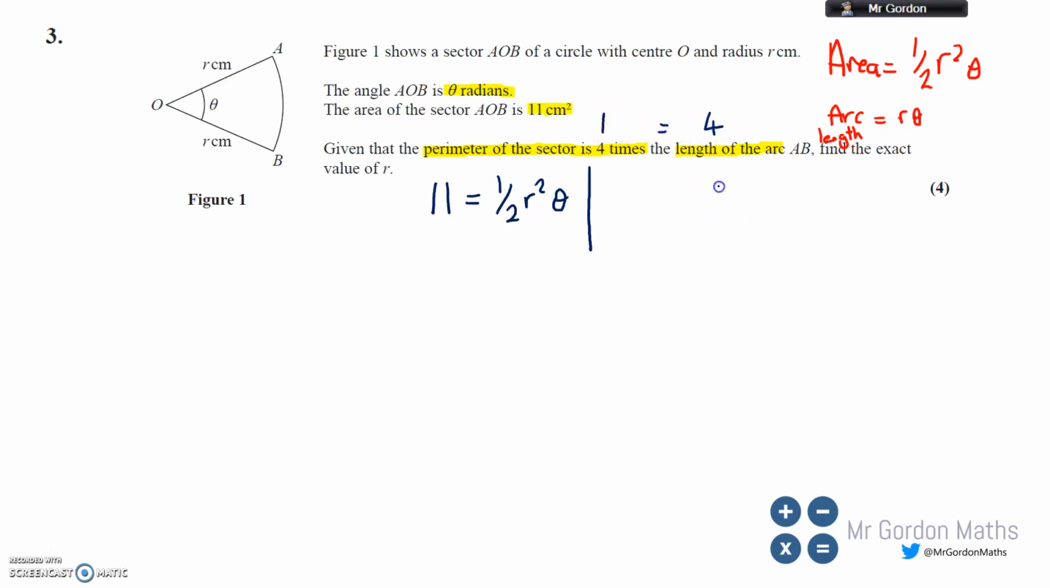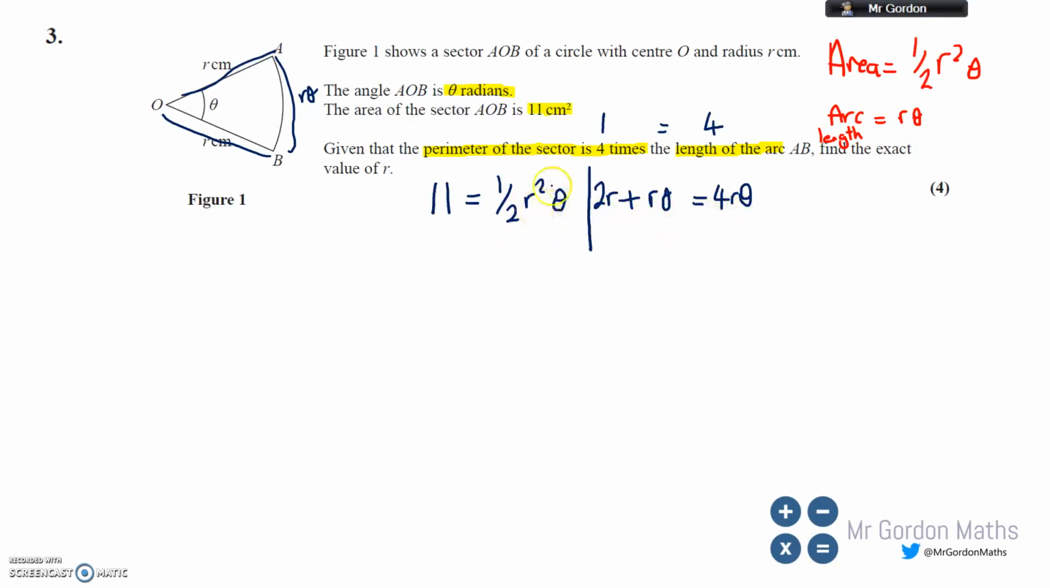So 4 lots of r theta, that's the arc, is equal to the perimeter. The perimeter is all the way around the shape, so there, and back there, that's the perimeter. So the perimeter is made up of 2 radiuses plus the arc, which is just r theta, from our formula for the arc length. Those are the 2 things that we're going to use to try and work out the value of r.